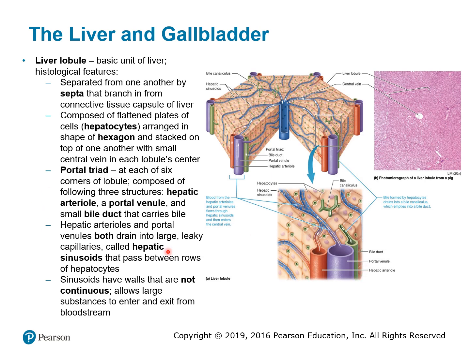And then the hepatic arterioles and portal venule both drain into the large and leaky capillaries, like here we see them better, called the hepatic sinusoids, which pass between the rows of the hepatocytes. So they will be here. Okay.